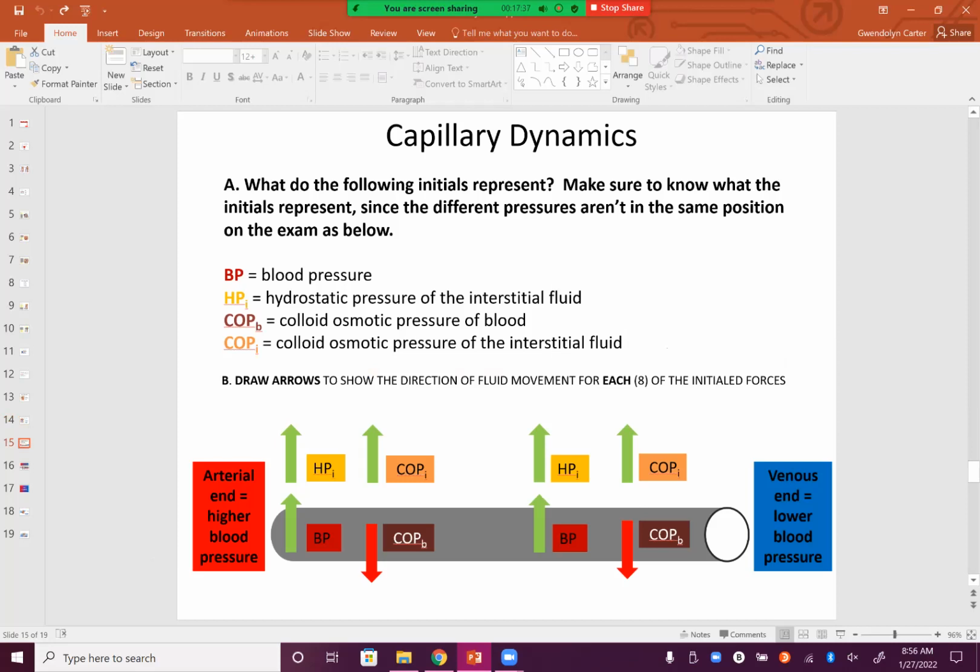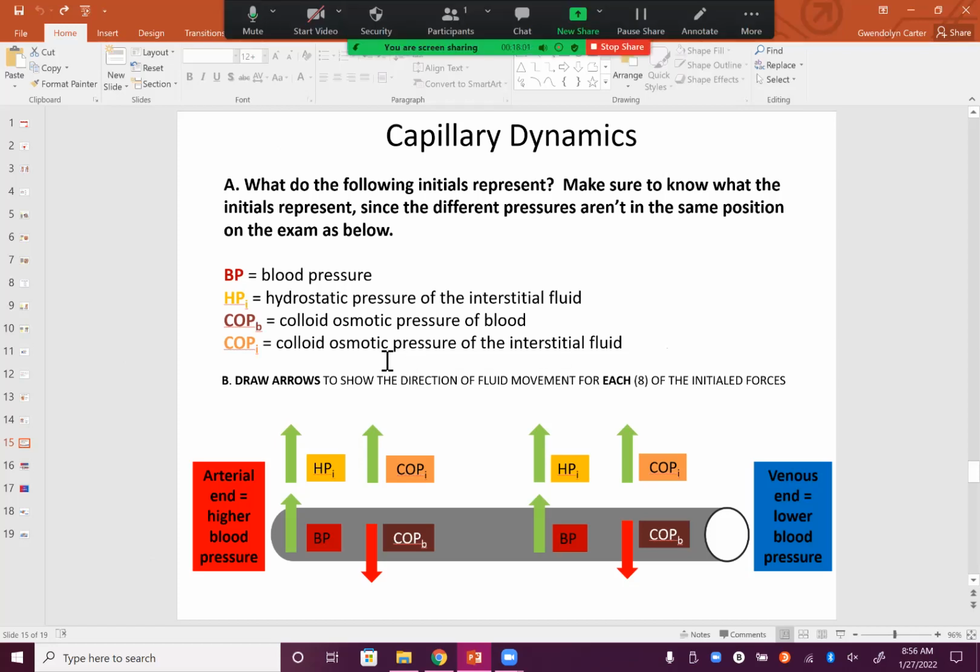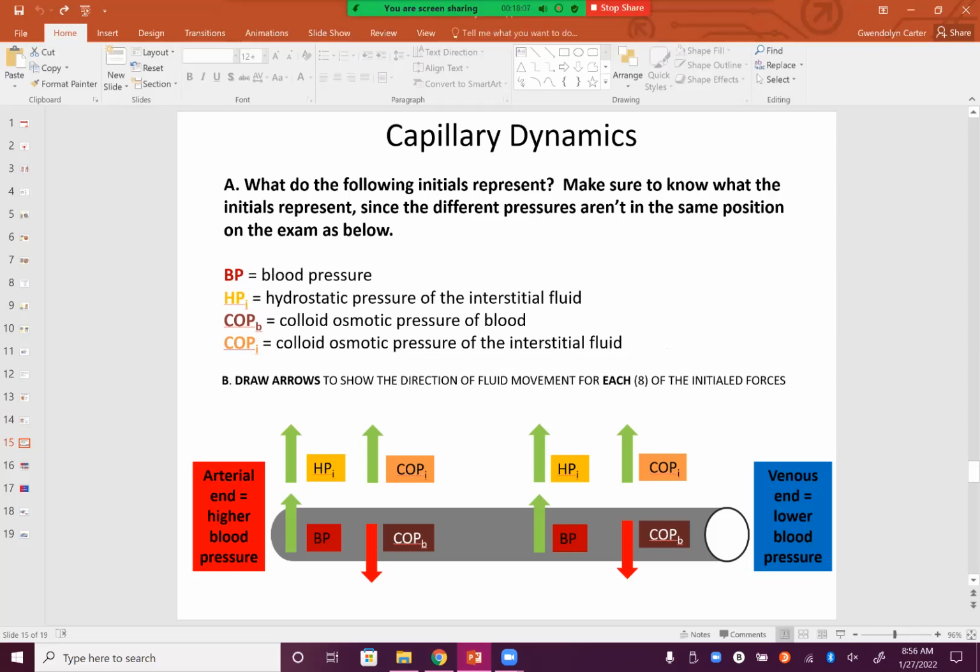Okay, so this last part is the capillary dynamics portion. I do have a whole YouTube video going over the basics for this. For this video, I'm going to just do it for a little bit. So very brief overview. If you want more detail, there's other videos that do that. So on the last question for the exam, you need to know what these little initials stand for. Make sure you draw your arrows. Again, colloid osmotic pressure of the blood is the only one that's going to be drawing fluid into your capillaries. Everybody else is moving fluid out.